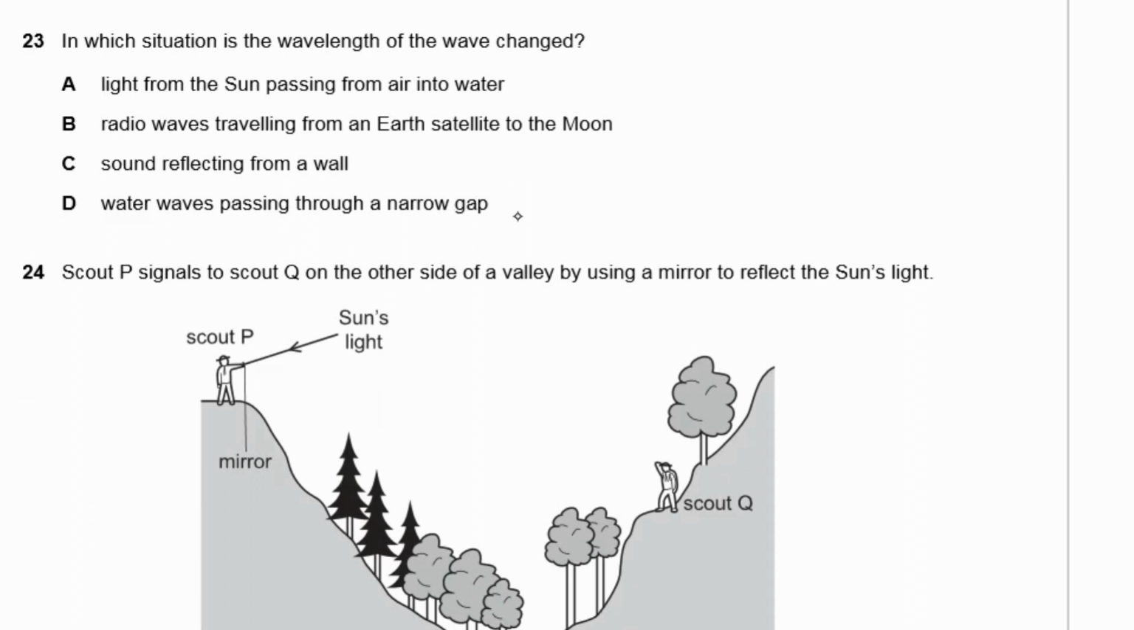23. In which situation is the wavelength of the wave changed? Light from the sun passing from air into water? Well, yeah, that would do it. Because c equals f lambda, the frequency never changes, and the speed of light in water is slower than the speed of light in air because of the refractive index. Let's look at the other options.